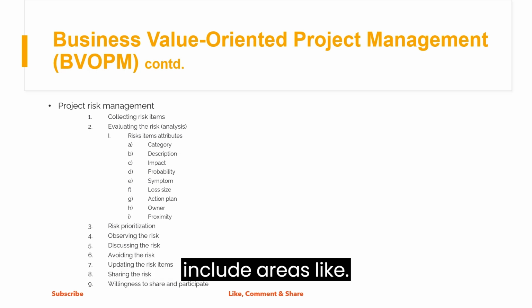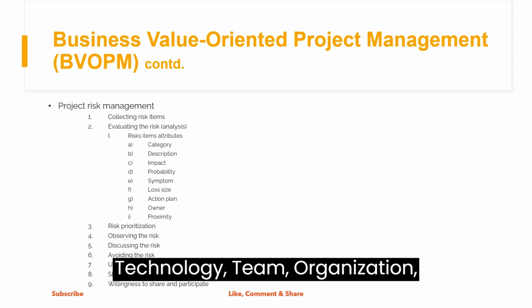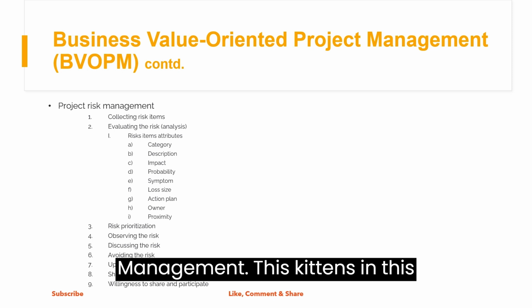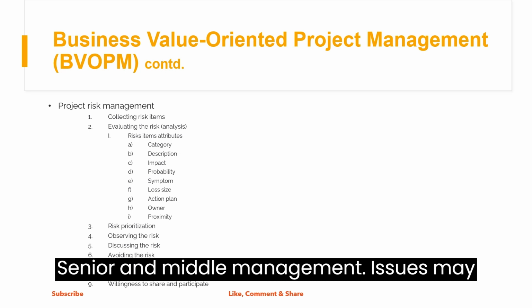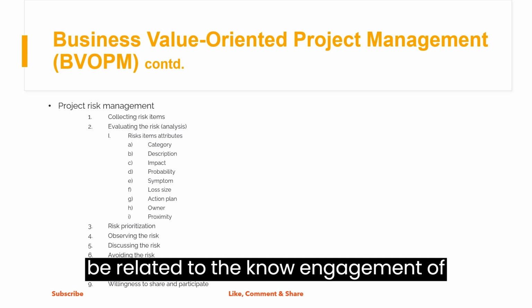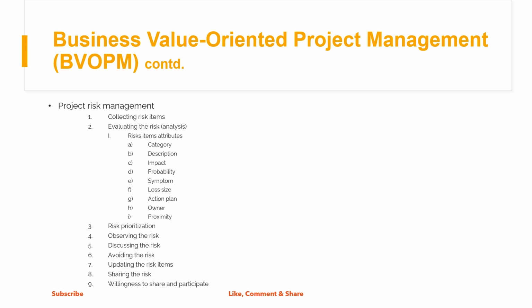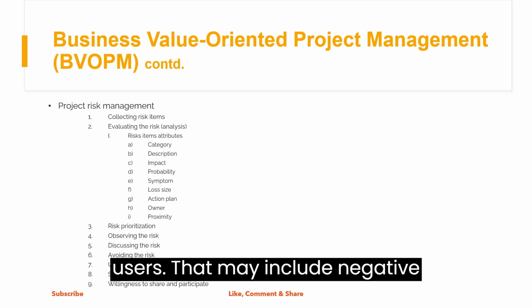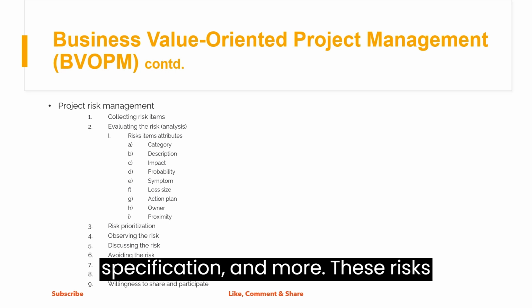Categorization may include areas like management, users, requirements, technology, team, organization, documentation, supply. Management. Risk items in this category usually include issues that may arise from the organization's senior and middle management. Issues may be related to the low engagement of senior management, lack of communication, unrealistic budgets, and more. Users. This category may include risks that are closely related to product users. That may include negative opinions, lack of commitment, low user satisfaction, and more.